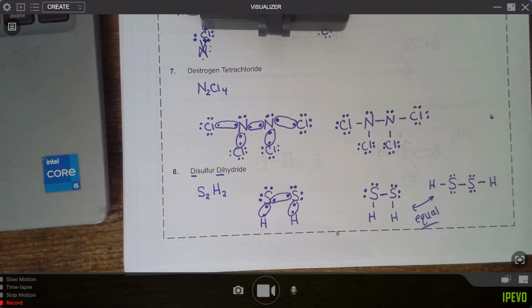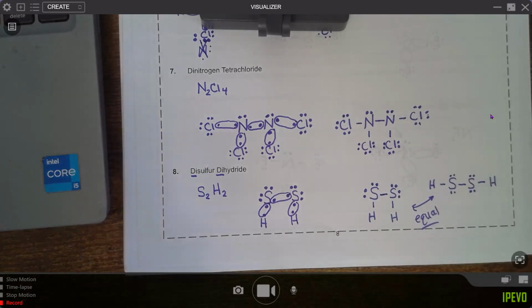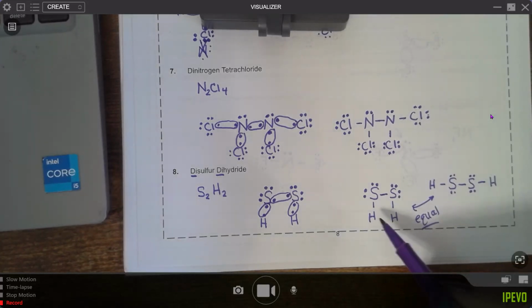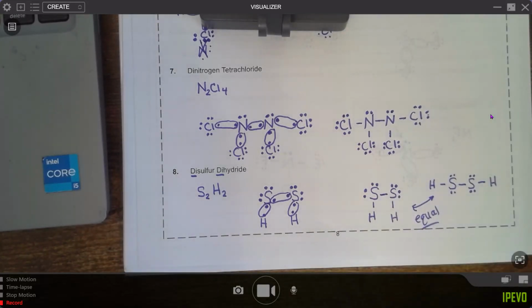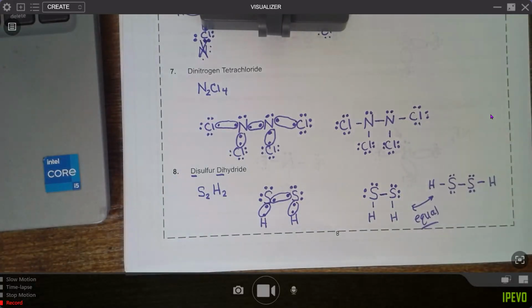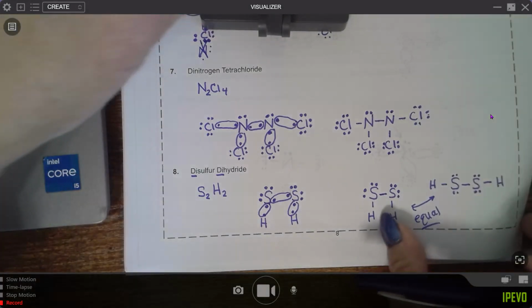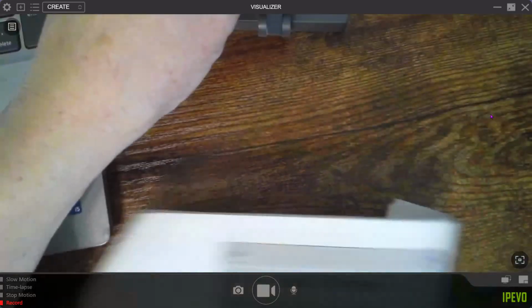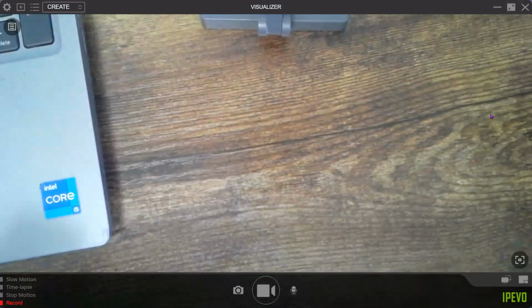So you may draw it a little bit differently than me, but what I'm always going to look at is to see how the atoms are connected. What is connected to the sulfur? And if it's a little bit different because you put your hydrogens attached to the sulfur but in a different place, that's okay.